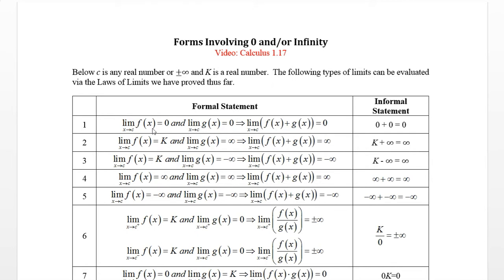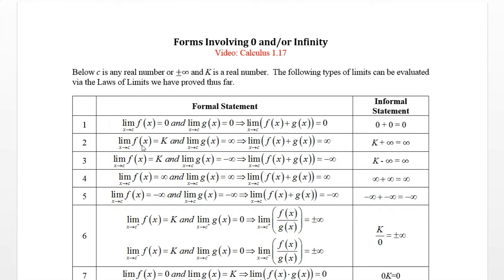So the first one says if you have the limit of f of x as x approaches c going to 0 and the limit of g of x as x approaches c goes to 0 as well, then the limit of the sum is 0. And that's just a straightforward application of, I think, our first limit law. So that's an easy one there.